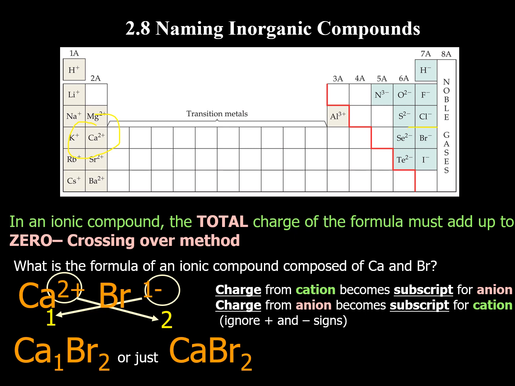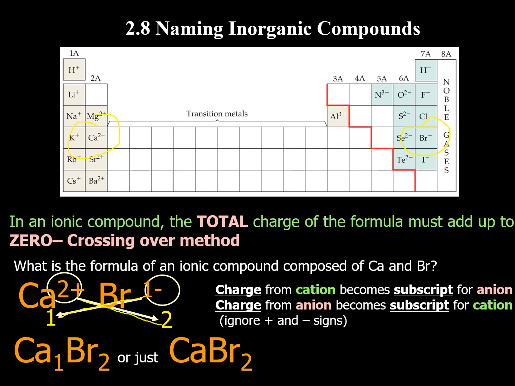The bromine is 1-. And if we look down here in the middle, we simply crisscross the 2. The 2+ comes down to the bottom right. The bromine, -1, comes down to become the 1 subscript for the calcium. And we're left with Ca1Br2, or simply write CaBr2. If there is ever a 1 in the subscript, we usually ignore this 1.